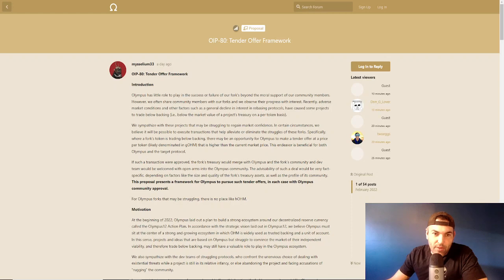They won't say it outright, but basically it's because the market value of the project's treasury on a per token basis is below the backing, and that's the case with Klima currently. So they're just helping bring confidence back with Klima, which I'm totally fine with, of course, because I'm within both protocols and I believe in both protocols at the end of the day.